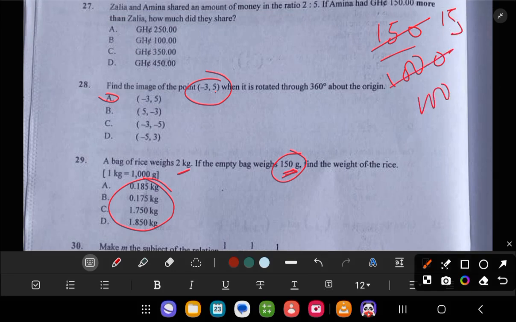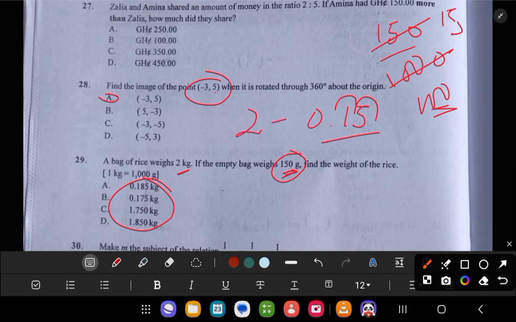10 here, 100. So 15 over 100. So if you have your 15 and you just want to move the decimal places, 2 zeros. So 0.15 kilogram. So we are told that the whole bag of rice weighs what? 2 kilogram. If only the bag weighs 150 grams, what's the weight of the rice?